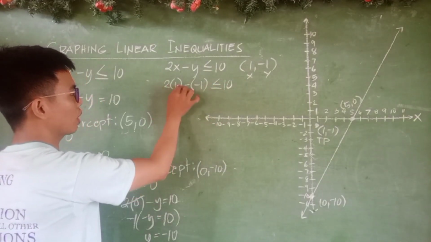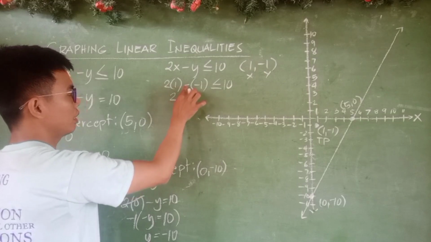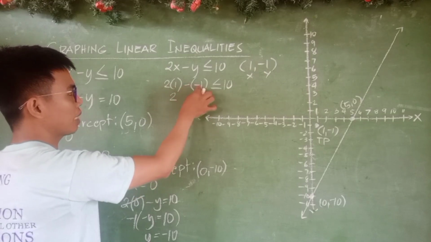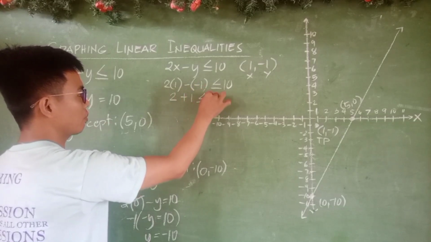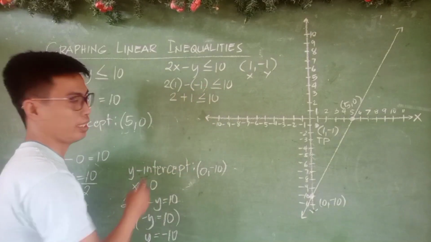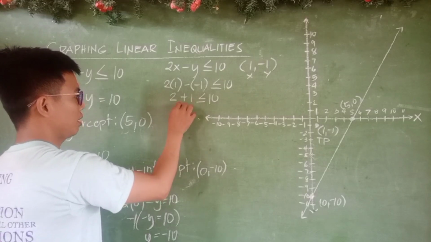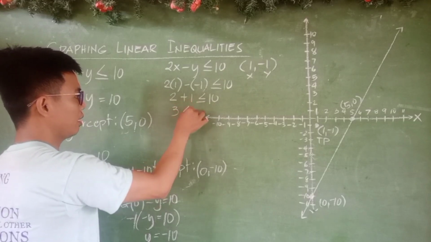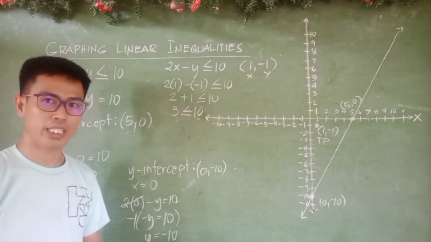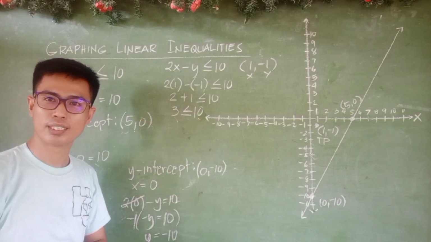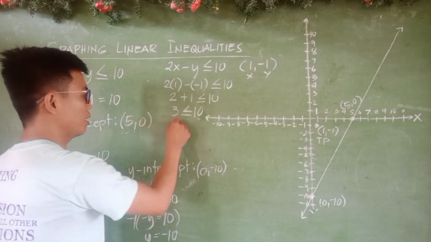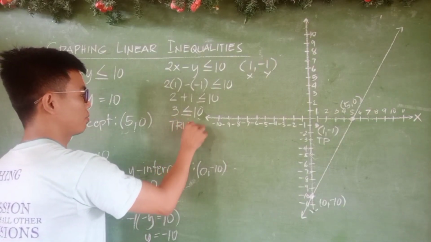Then simplify. 2 times 1 is 2. Negative times negative 1 is positive 1. Less than or equal to 10. And 2 plus 1 is 3. Less than or equal to 10. Is 3 less than or equal to 10? Yes. So that means this is true.